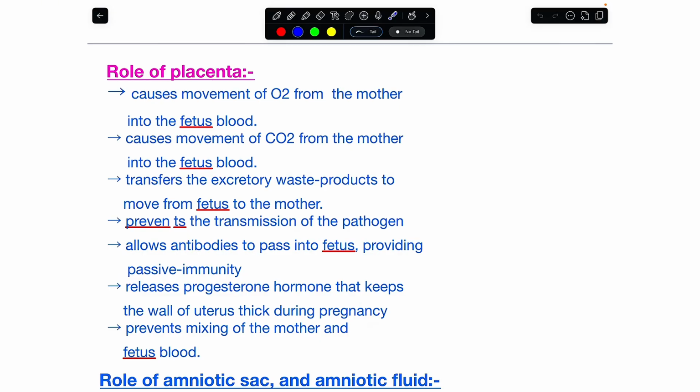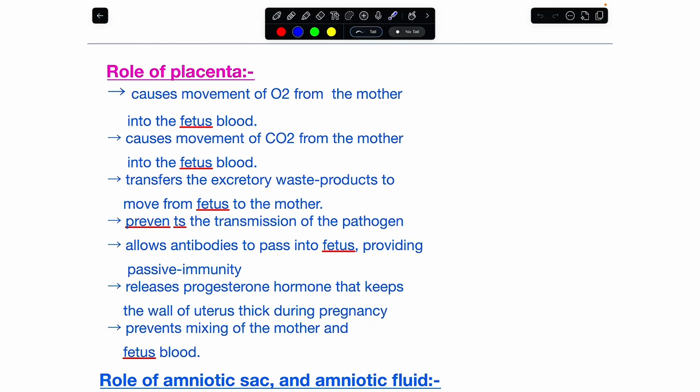Other than that, the uterine lining, we need to keep it thick during the pregnancy phase so that abortion does not occur. So thanks partly again to the placenta, it releases the progesterone hormone, and that progesterone hormone would keep the walls of the uterus thick and would prevent the abortion.